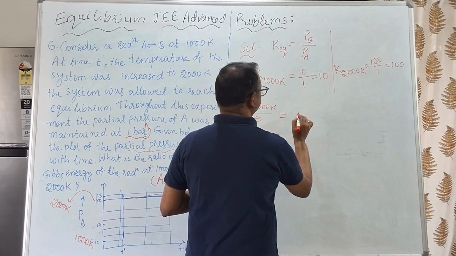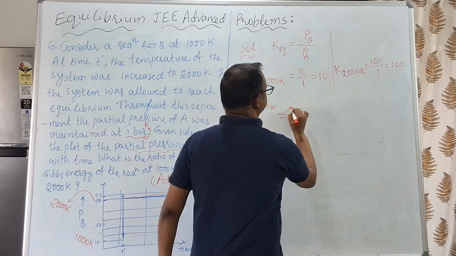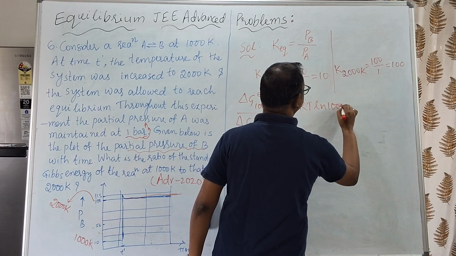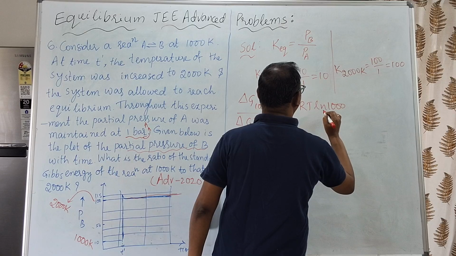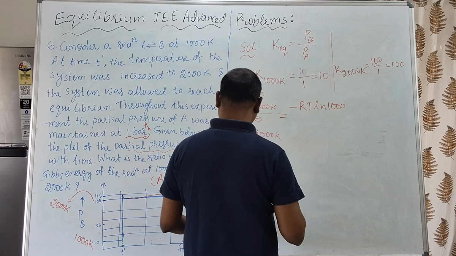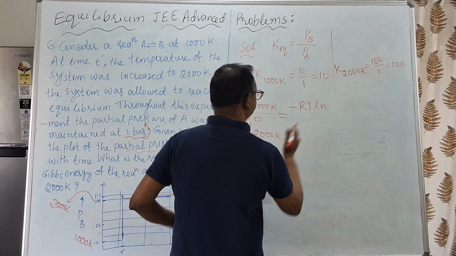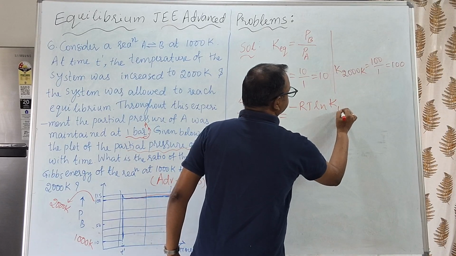Therefore, we know that already very well. Delta G is equal to minus RT ln K equilibrium. You can write here ln K at 1000 Kelvin.